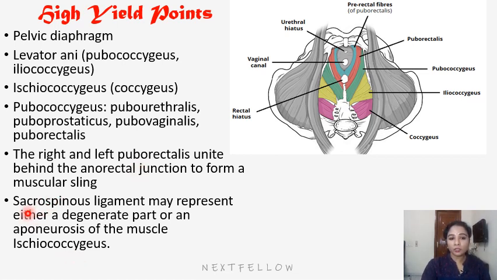Next, the sacrospinous ligaments may represent the degenerated part or aponeurosis of ischio-coccygeus. So ischio-coccygeus also morphologically forms the sacrospinous ligaments. Sacrospinous ligaments represent the degenerated part of ischio-coccygeus muscle. So these are the high yielding points.